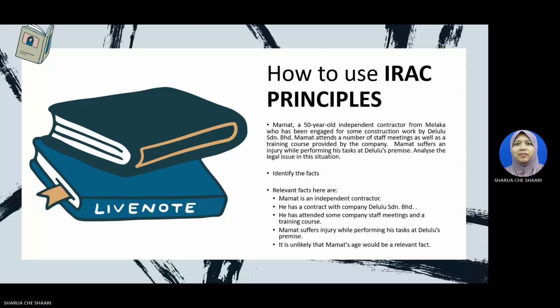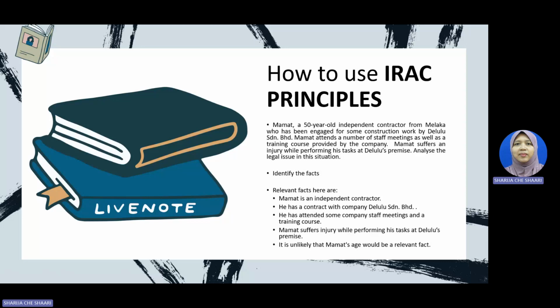So the fact is, Mamat, a 50-year-old independent contractor from Malacca, has been engaged for some construction work by the Lulus and Denver Hut. Mamat attends a number of staff meetings as well as a training course provided by the company. Mamat suffers an injury while performing his tasks at the Lulu's premise. Analyze the legal issue in this situation.